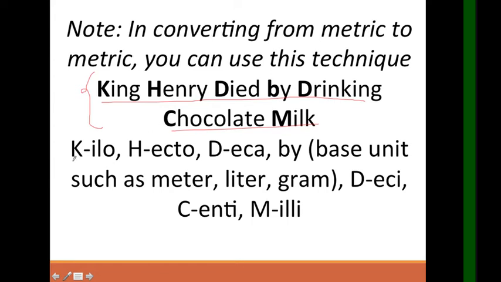So parang ganito siya: K for kilo which is king, hecto which is Henry, then deca means died, by means based on the unit such as the meter, the liter, or the gram, and deci for drinking, centi for chocolate, and milk is milli.